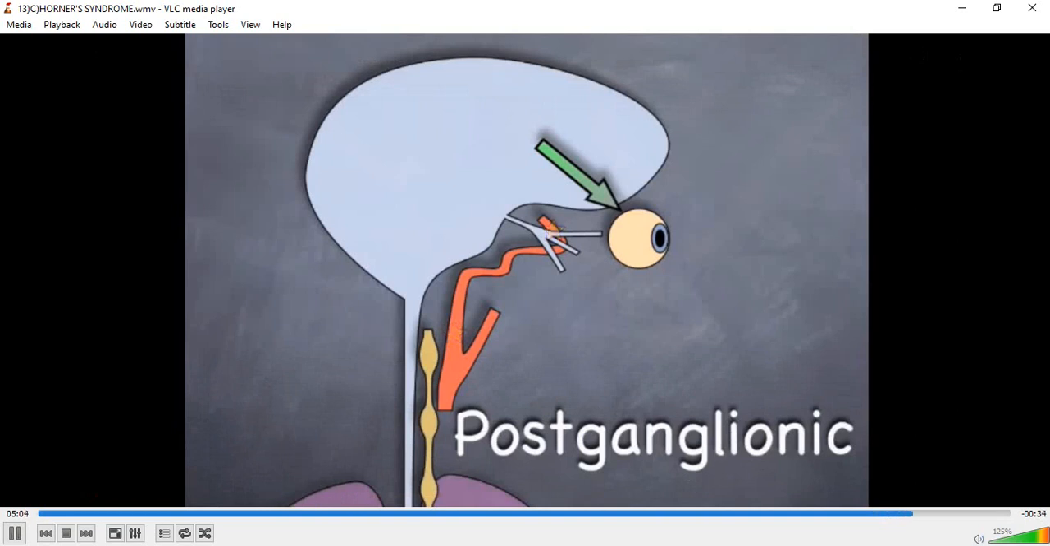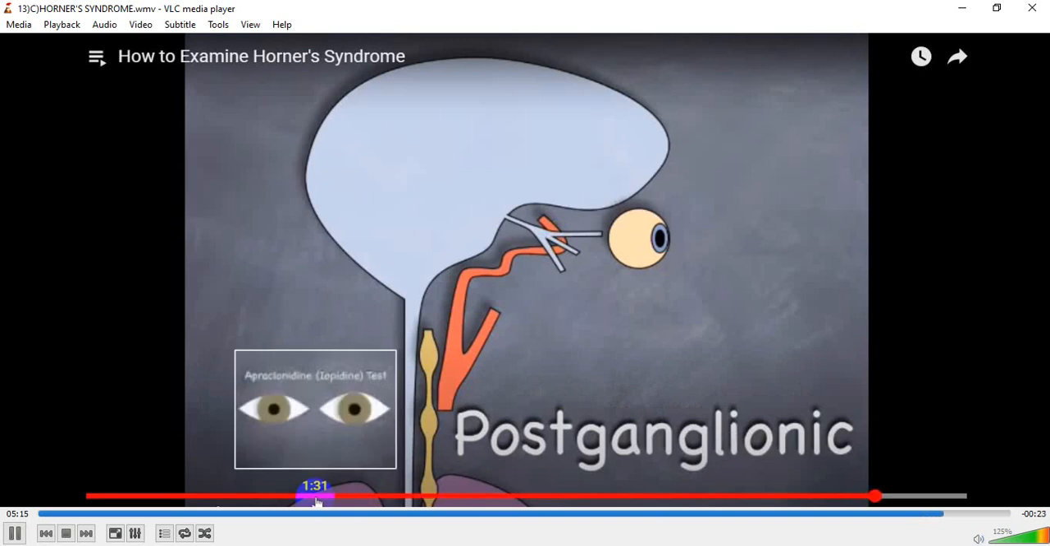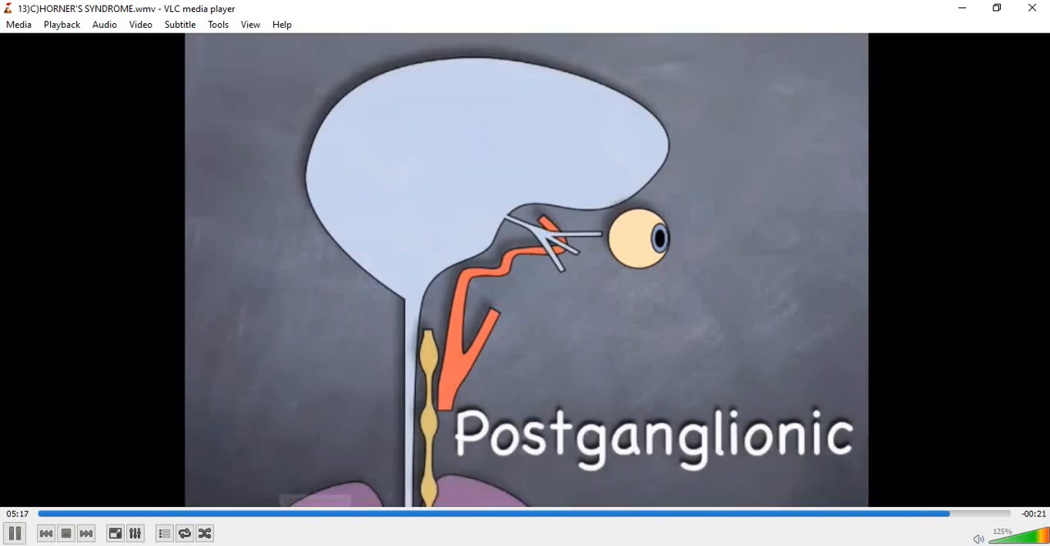Here, the right pupil is slightly smaller than the left. When the lights are switched off, this anisocoria becomes more obvious as the normal left pupil dilates. The affected right pupil may also dilate, but more slowly. This is called a dilation lag. The anisocoria may therefore be greatest a few seconds after switching off the room lights.